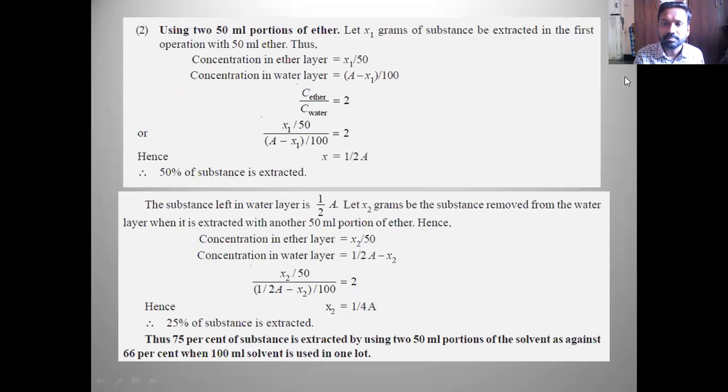Now take that 2 here. x2 is equal to 1 by 4 A. So how much is extracted into the ether layer now? 25% of A was extracted. In the first extraction, how much was extracted? 50% of A. In the second extraction, 25% of A. So if you combine the ether layer of the first extraction and the ether layer of the second extraction, mix them.